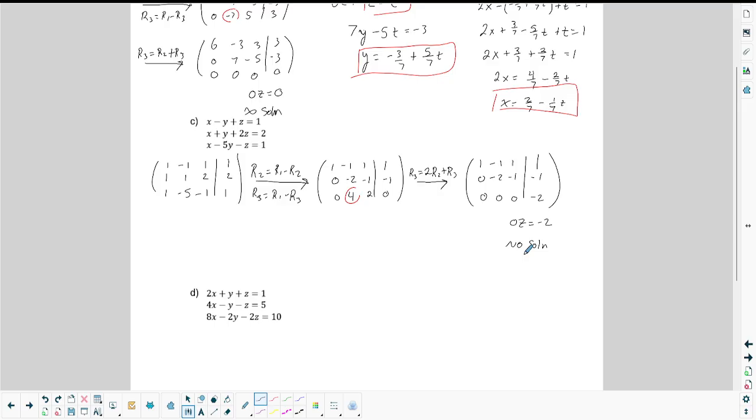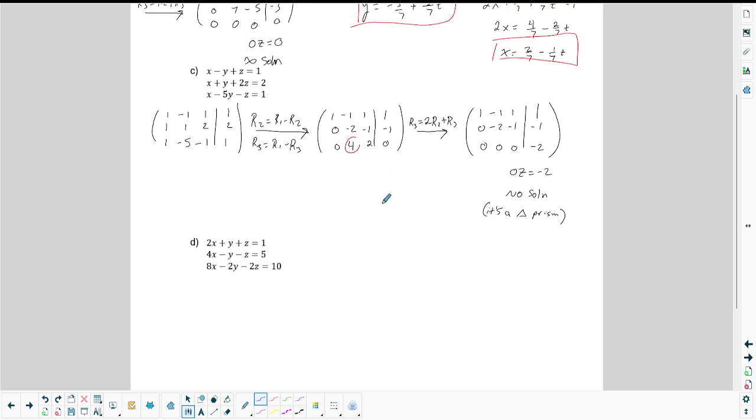So now you don't have to do the back substitution. I didn't ask you for it, but as I said before, if you do not have parallel or coincident planes, but you still do not make a solution, it's a triangular prism, is the orientation of these planes. Okay.